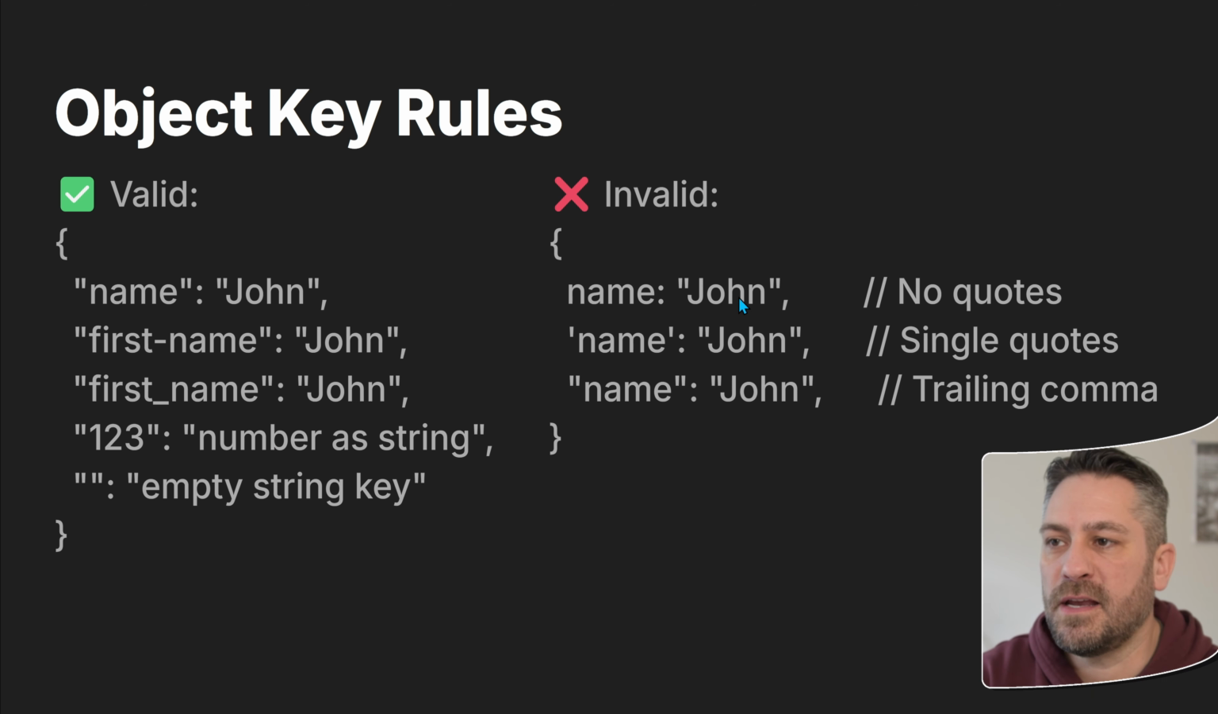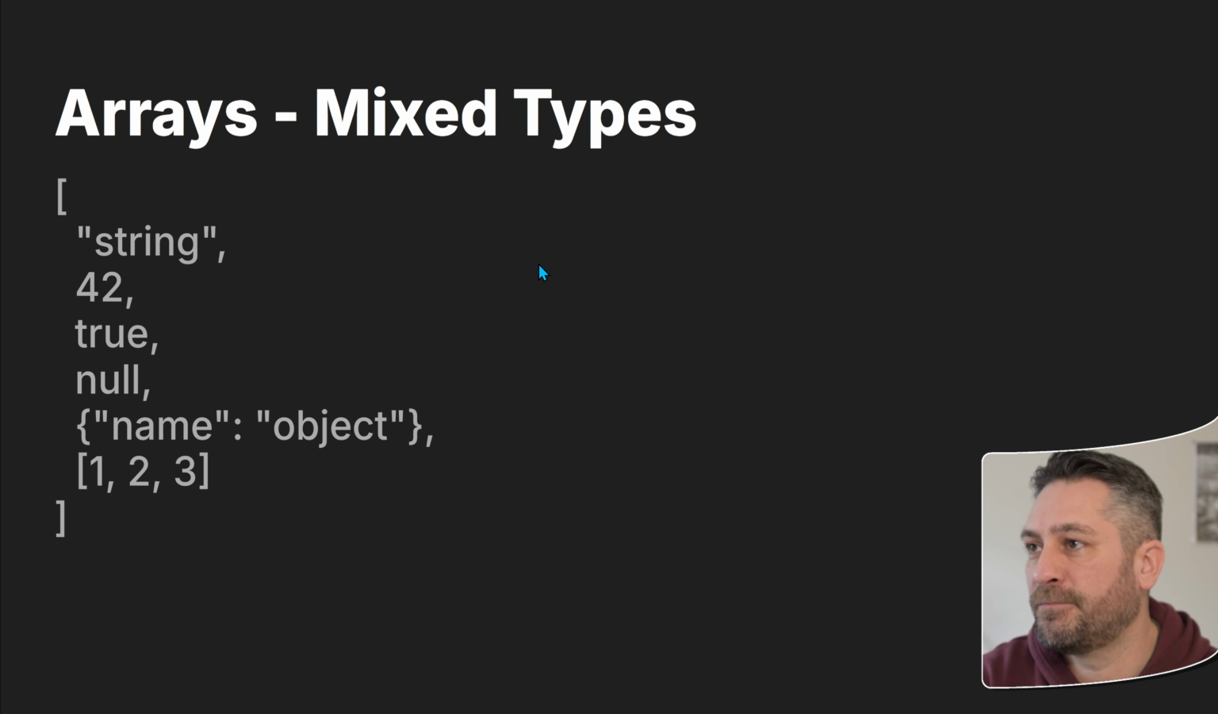Then on the right-hand side here are some of the invalid ones. This key doesn't have any double quotes on either side. This key has apostrophe characters or single quotes. And this key is correct, but it has a trailing comma after this item. So for all of those reasons, all of those are invalid.